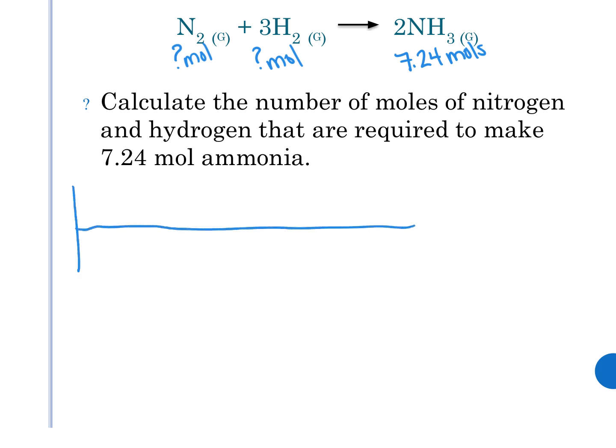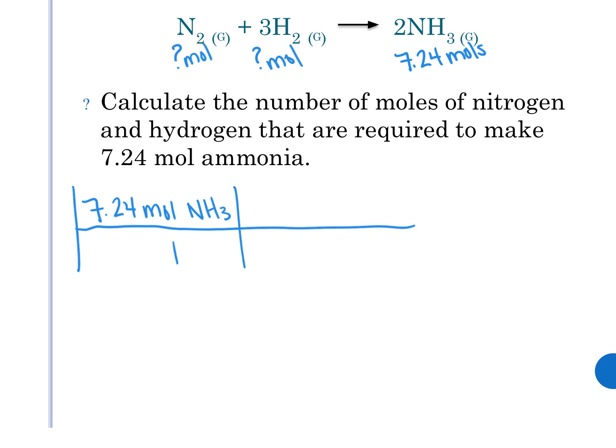What is the only number given in the word problem? That's where you're going to start. So 7.24, and then make sure you have a good unit this time. It's moles, and it's ammonia. I'm going to write NH3 because it's easier to write the formula than the word. I'm going to start with nitrogen since it's the first one. So I need to get from ammonia to nitrogen. What do you use to go from here to here in the equation?